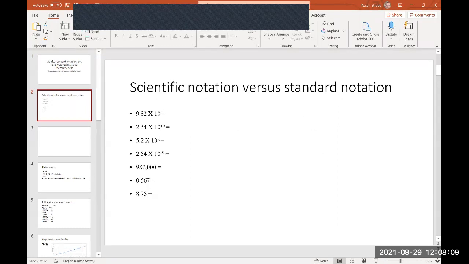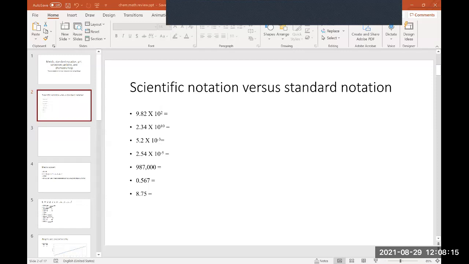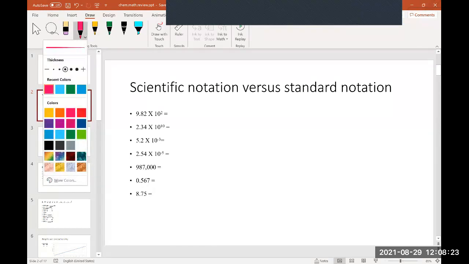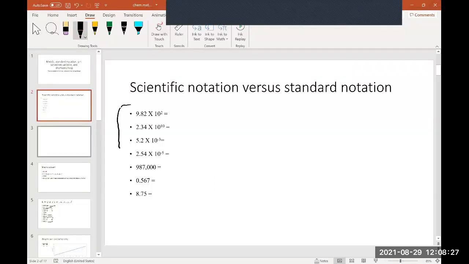The first problems that you see here, let me get my little markers. I'm going to select a different color. Bear with me. There we go. These first problems that you're seeing here, we need to change from scientific notation to standard notation.